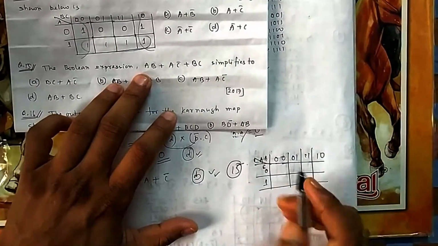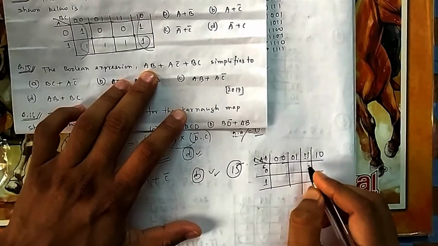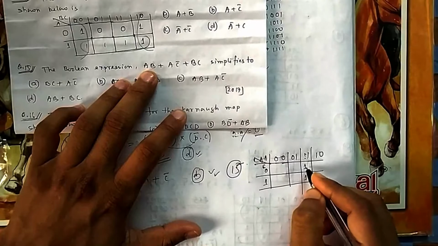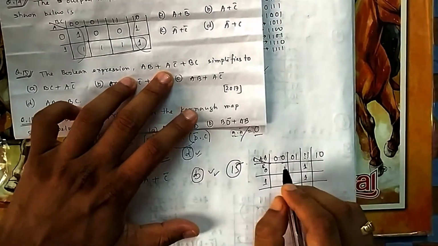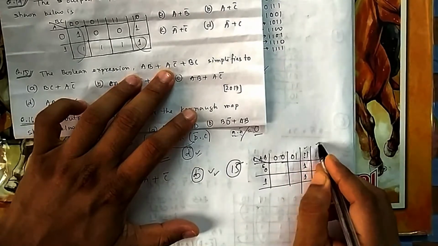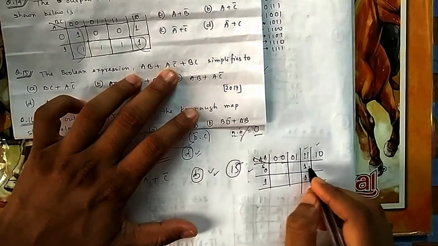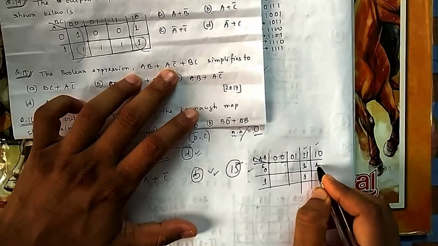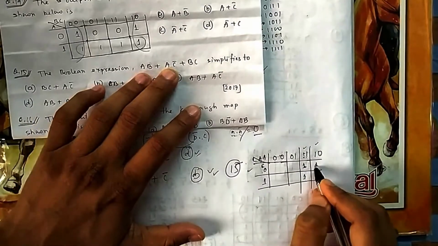So which positions have they given? They have given A B 1 1, then C they have not mentioned. So each one, either one. So C is 0, if it is 0 also, then it is 1. If it is 1 also, then it is 1. Then if they are asking A means A should be 1. So here also 1, these two columns, and then it should be C bar. So B can be anything. Then A should be 1 and C should be 0. Okay, that's what I have done.